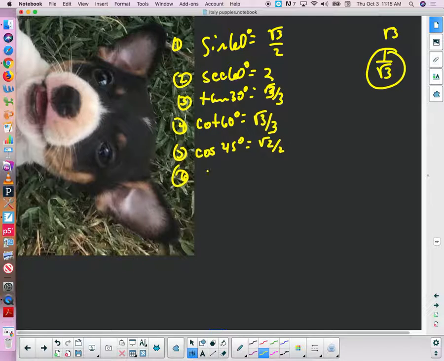Tangent of 45 is 1. Number 7. Who's got number 7? All right, Isabel? 1/2. We okay? All right, raise your hand for 8. Okay, Chloe? 2 over square root 2. You can write 2 over square root 2.